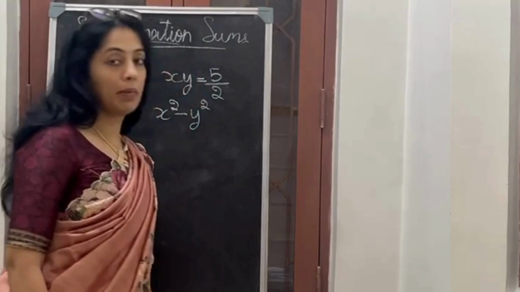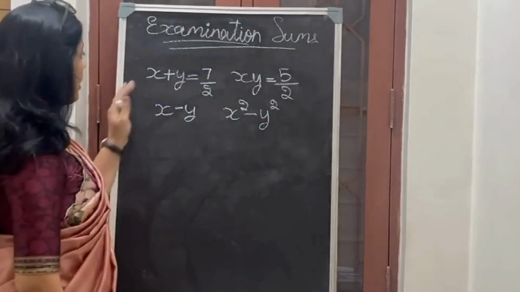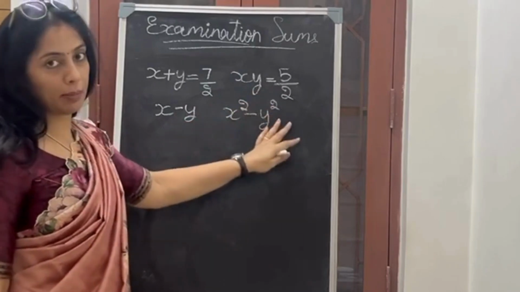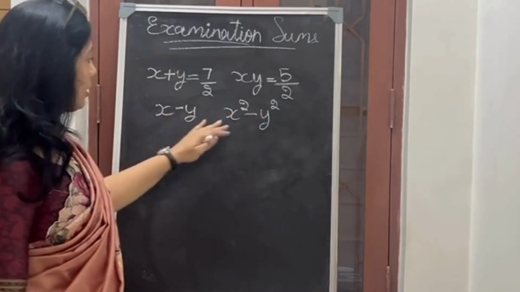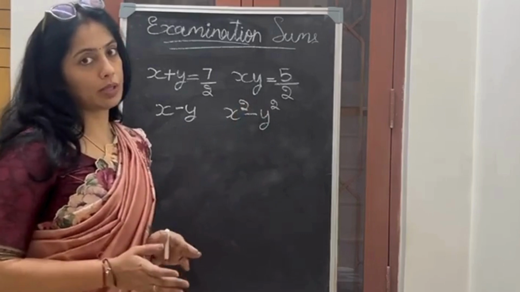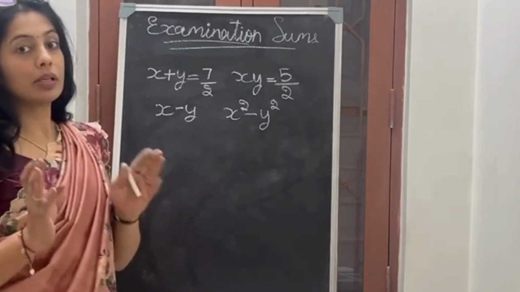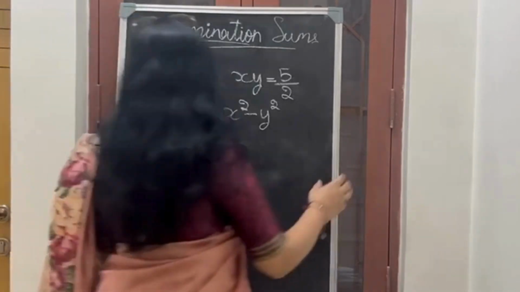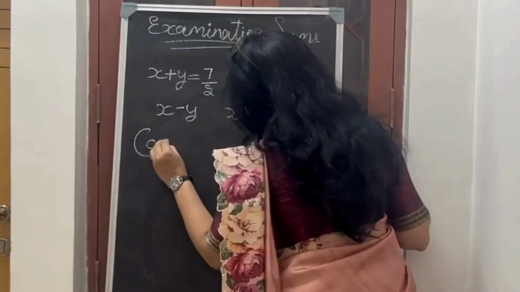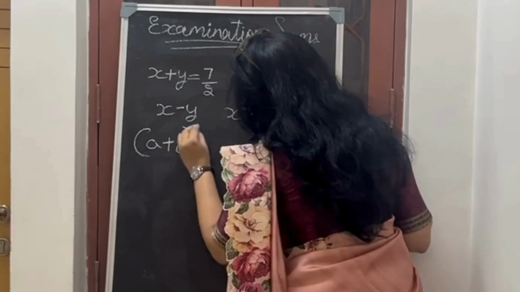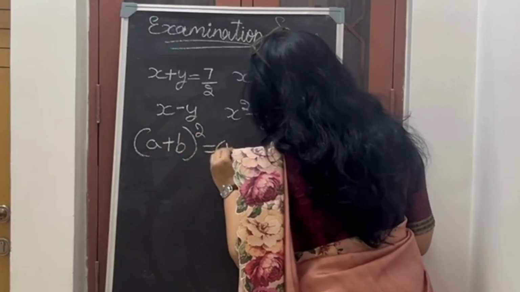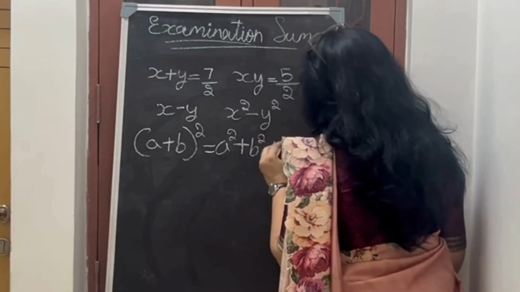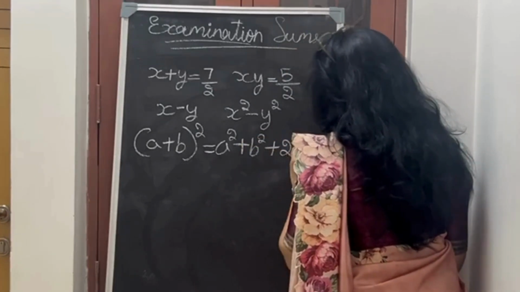Okay, very easy. My next question is x plus y equals 7 by 2, xy equals 5 by 2. Find x minus y and x square minus y square. My favorite chapter. It's from expansions. Okay, so how will we do this? If you remember, I have done this chapter earlier. You have to use this formula. a plus b the whole square equals a square plus b square plus 2ab.